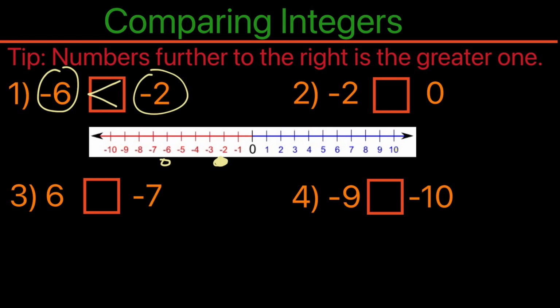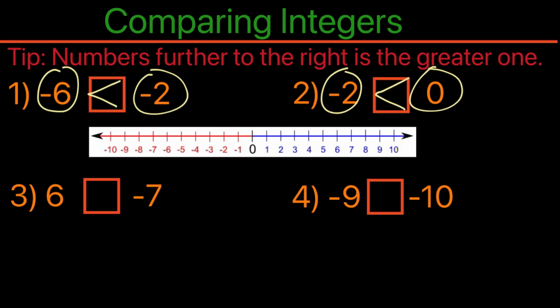For the second example, we have -2 and 0. So we're going to go ahead and plot on the line again. -2 is right here, and 0 is right here. Since 0 is further to the right, it's the greater of the two. And so we would place a less than.